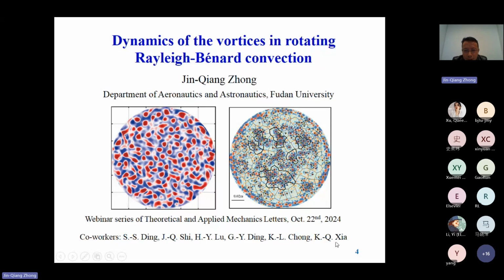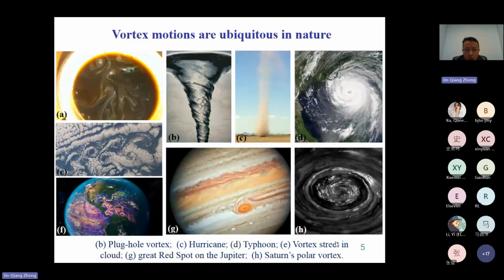Rotating convection is relevant to many physical and astrophysical phenomena, as Professor Zhang just introduced. It's also a rapidly developing field that has attracted much research interest. The subject I will discuss in this talk, vortices, is a popular form of fluid motion in nature. Vortices can be found in daily life, such as in a coffee cup or in a plug hole.